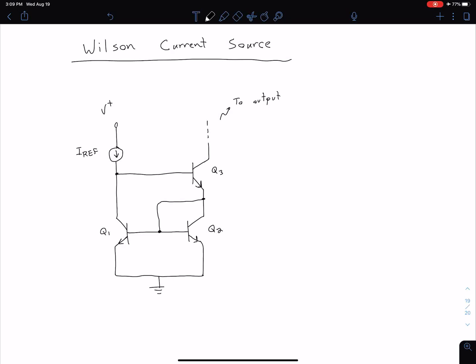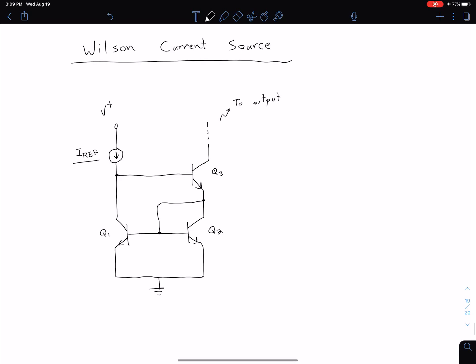Let's continue our discussion by looking at another 3-transistor current source configuration, the Wilson current source. As you can see here, again, we have Q1, Q2, and Q3. The main difference is now our Q3 is over here on the right side of the circuit as opposed to the left with our basic 3-transistor current source.